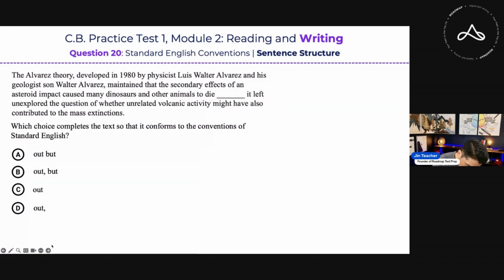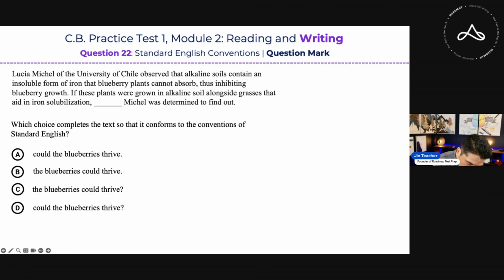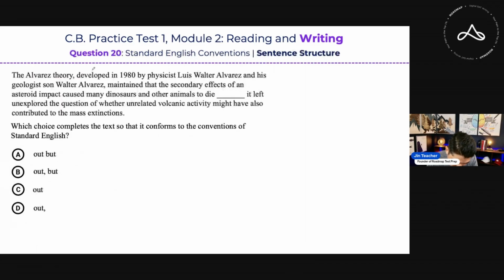So you're reading the sentence, right? It says the Alvarez theory. That looks like my subject. The Alvarez theory looks like the subject of my sentence. Developed in 1980 by physicist Louis Walter Alvarez and his geologist son Walter Alvarez. This is just the non-essential information, right? Separated by 2 commas. So I know this is not important to the sentence structure. Maintained is my verb.